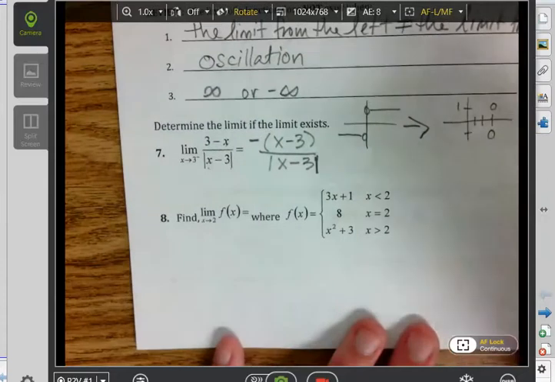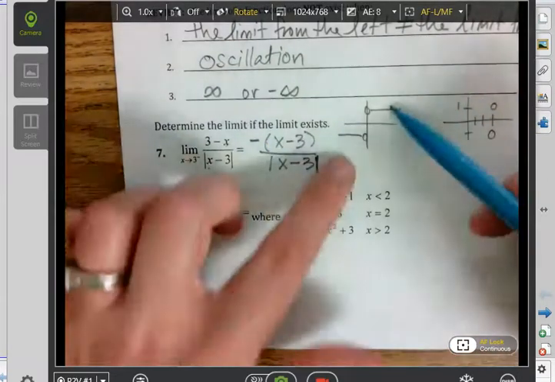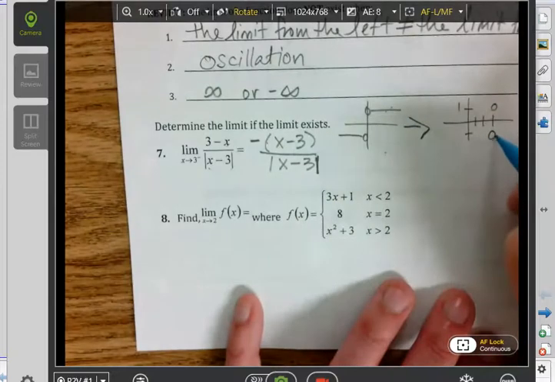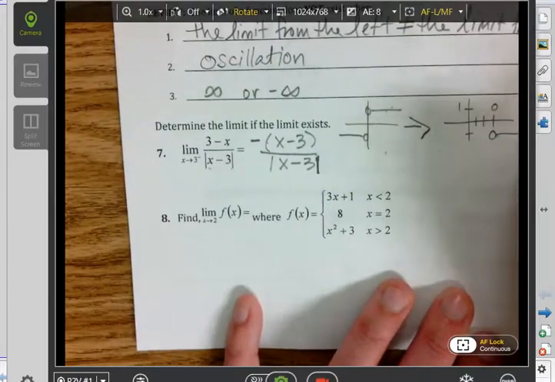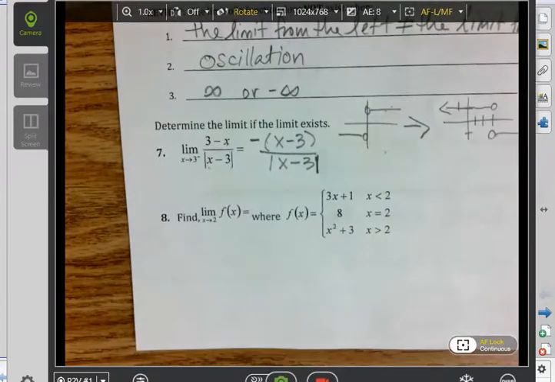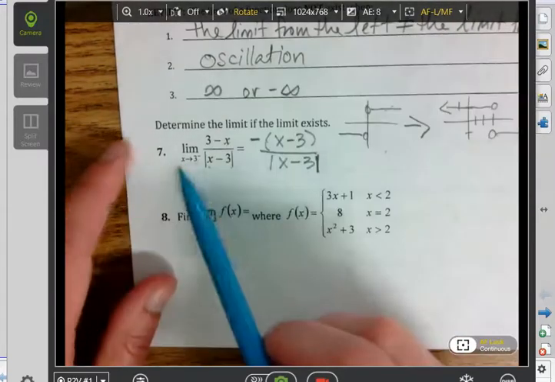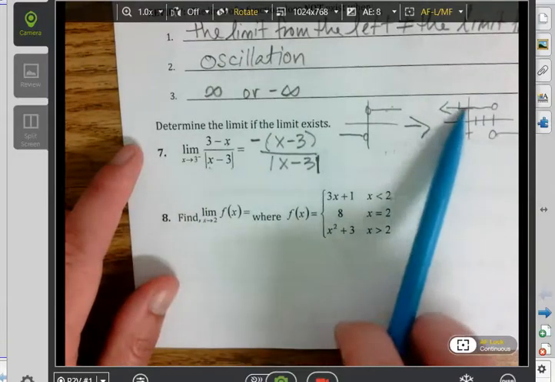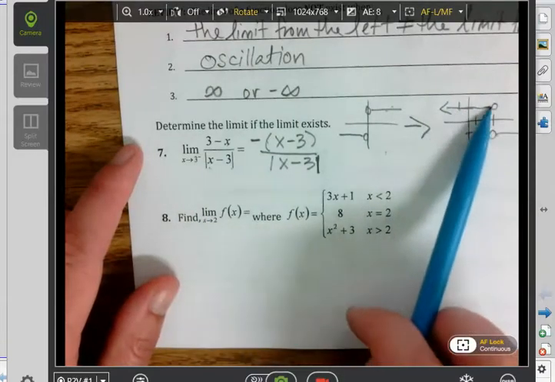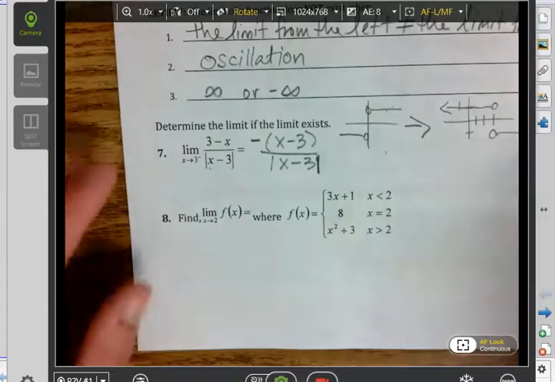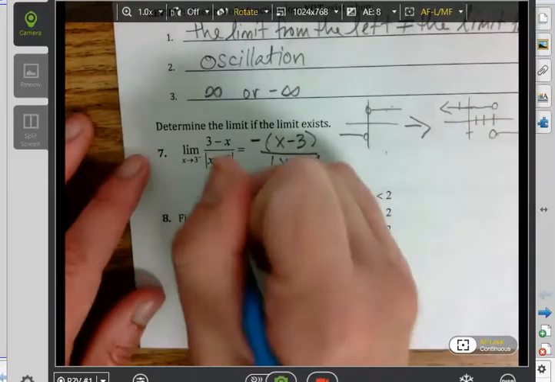But the other thing that happens, this negative is going to flip the graph, so it's going to be like this. So this branch comes down here. And then this branch comes up here. Okay? So now that we can see this, we can look at the limit as x approaches 3 from the left. As x approaches 3 from the left, what y value are we getting close to? 1, yeah. And remember, because it's a left-hand limit, we don't care about the right hand. So this is just 1.